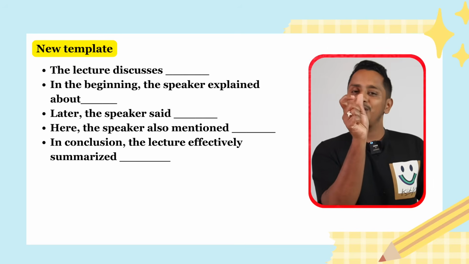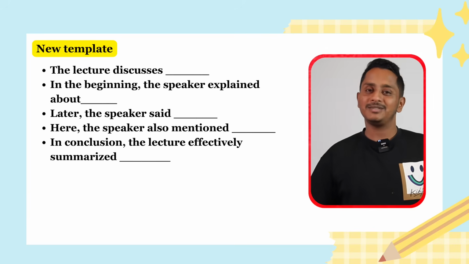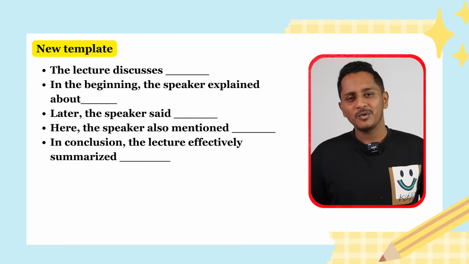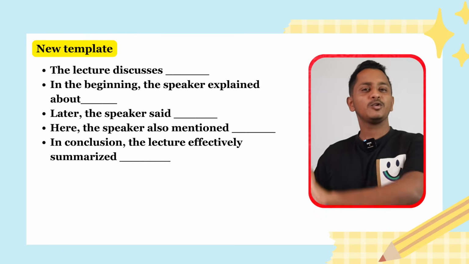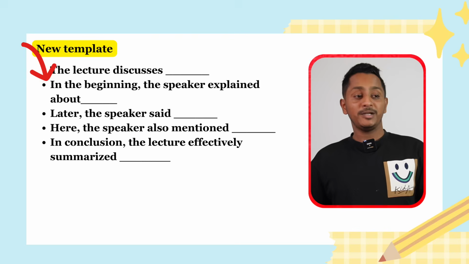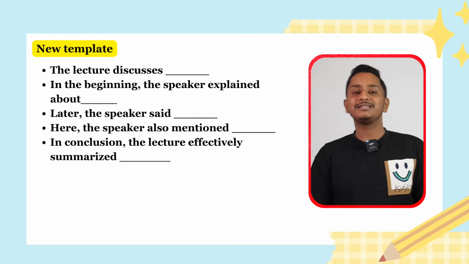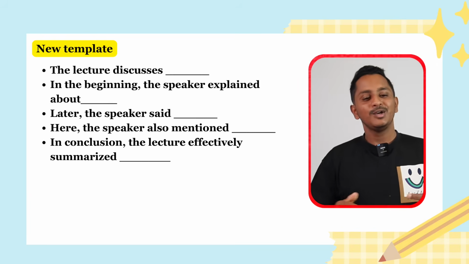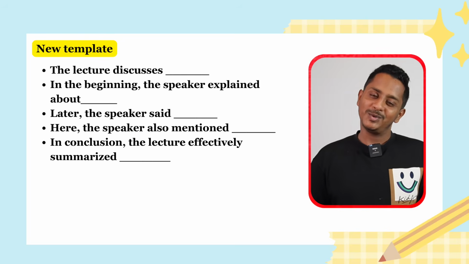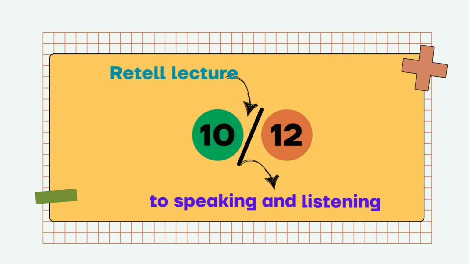Make sure you don't use one small phrase or one keyword. You gotta speak some sentences, 5 to 6 phrases if you can add. Each blank, some 1 or 2 phrases. For the first blank, let's say 1 phrase. Second blank, in the beginning the speaker explained about, 1 short phrase and another short phrase. Try to incorporate as many phrases, as many sentences as possible. You would see a lovely score towards your speaking and listening both from Retell lecture. Approximately you can expect some 10 to 12 marks from Retell lecture towards your speaking and listening both.